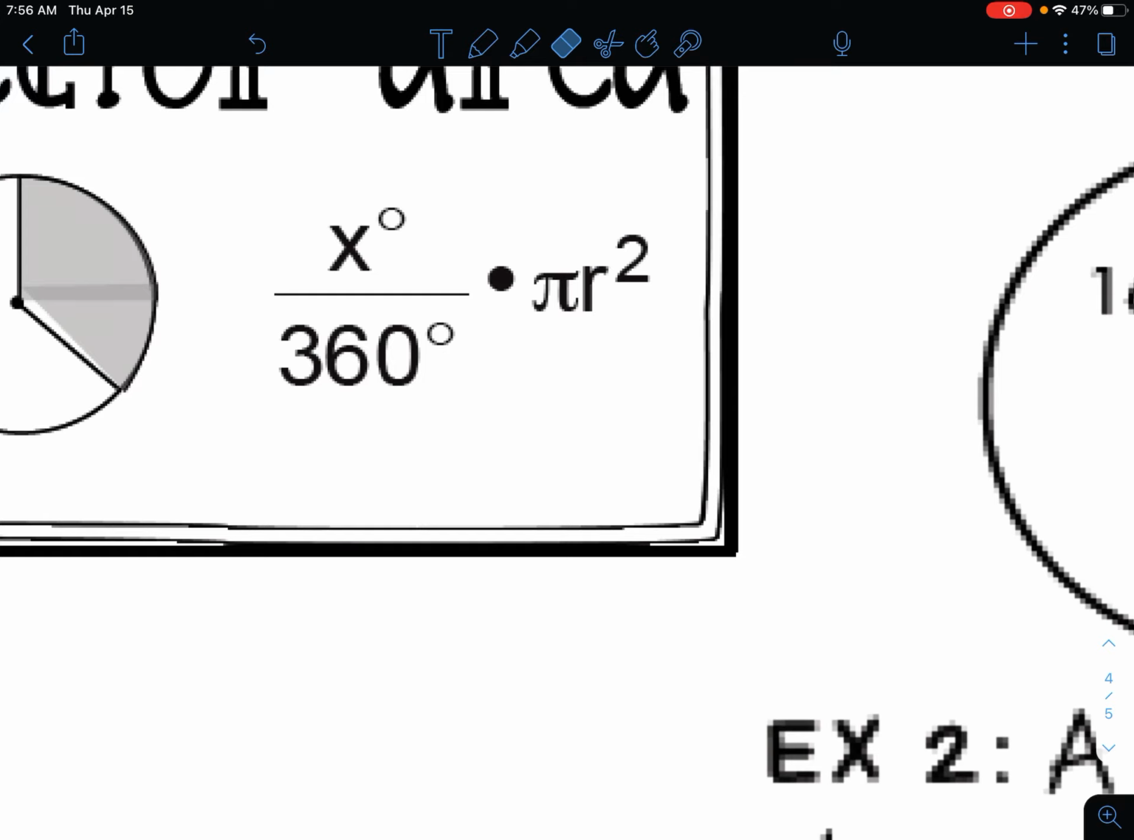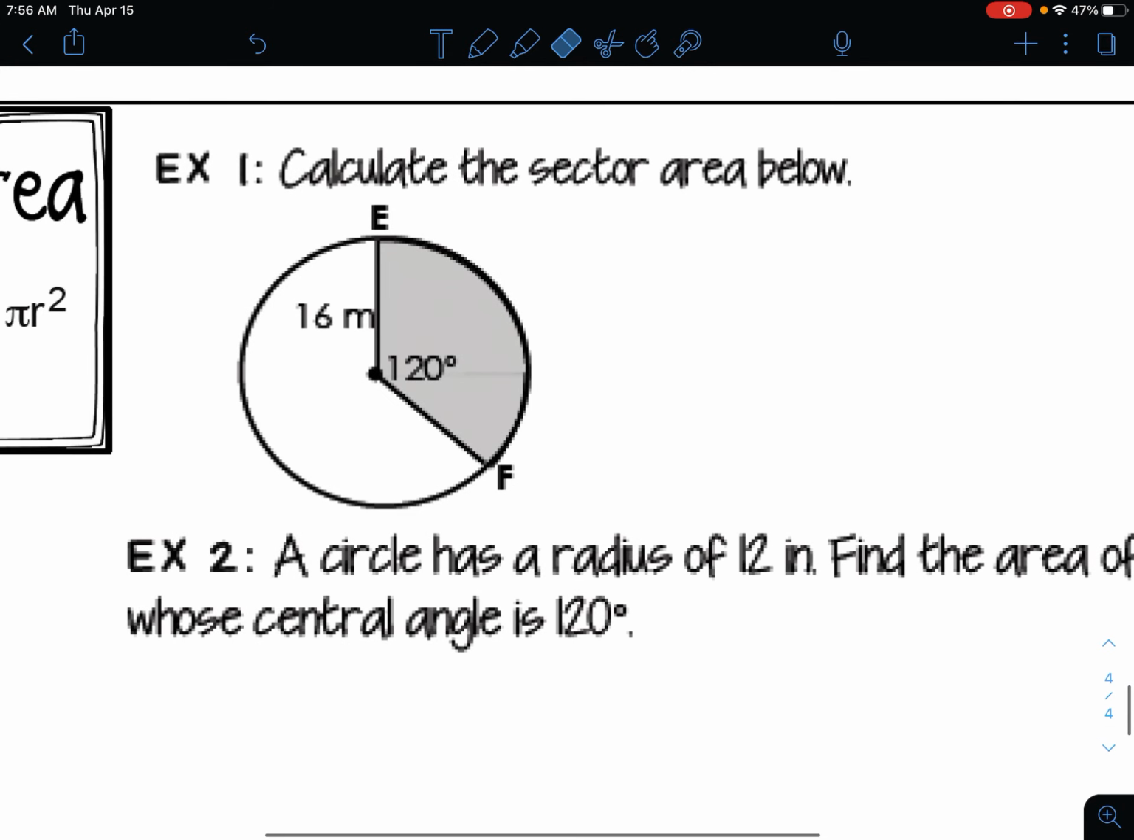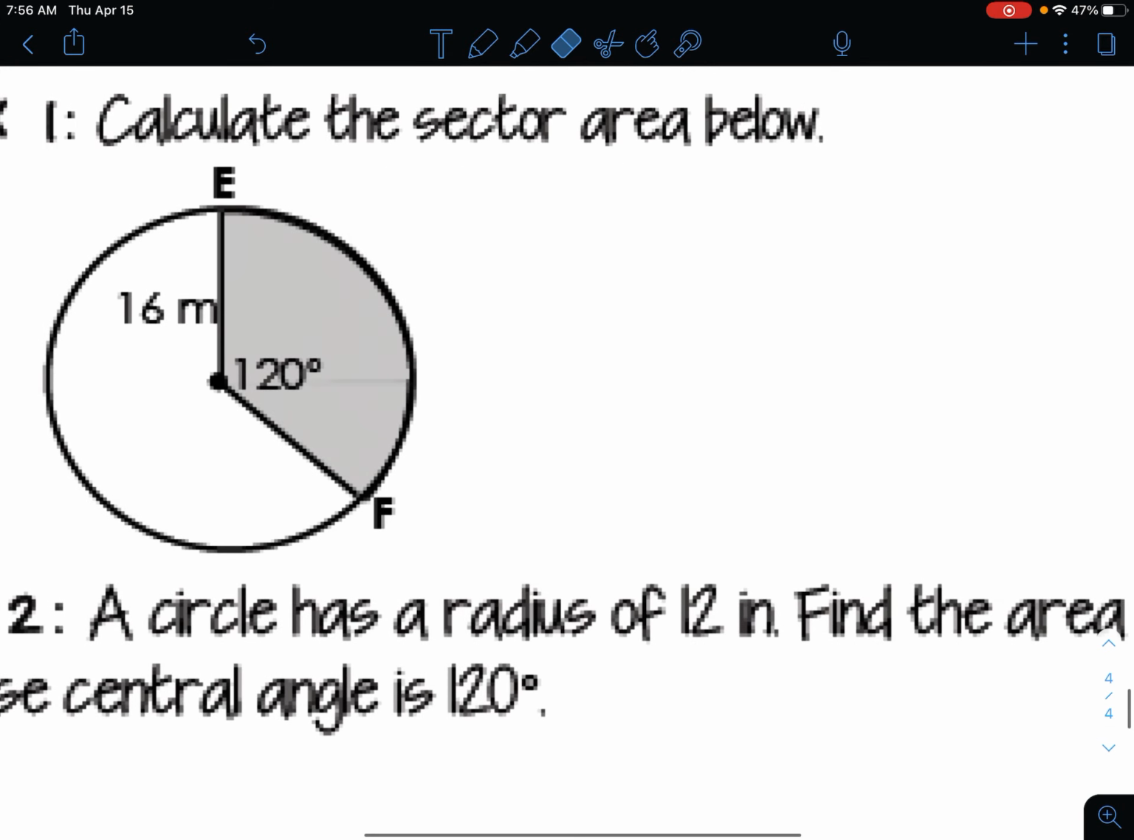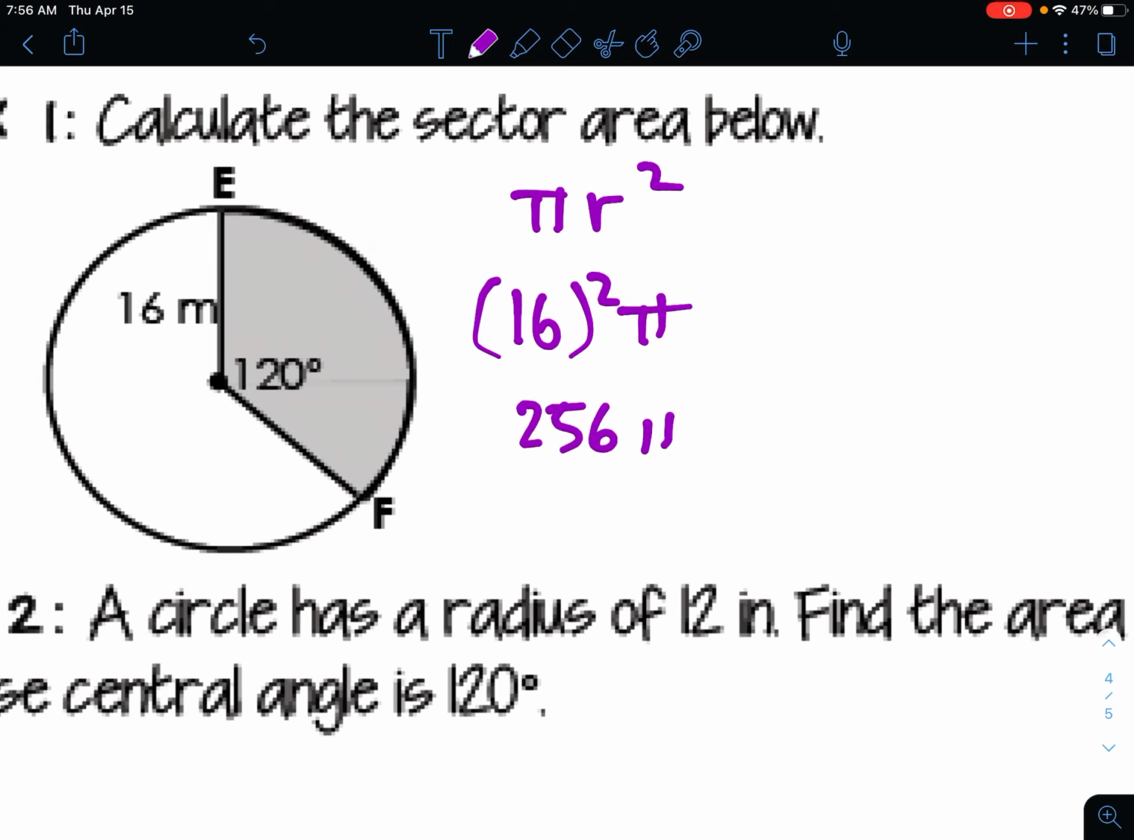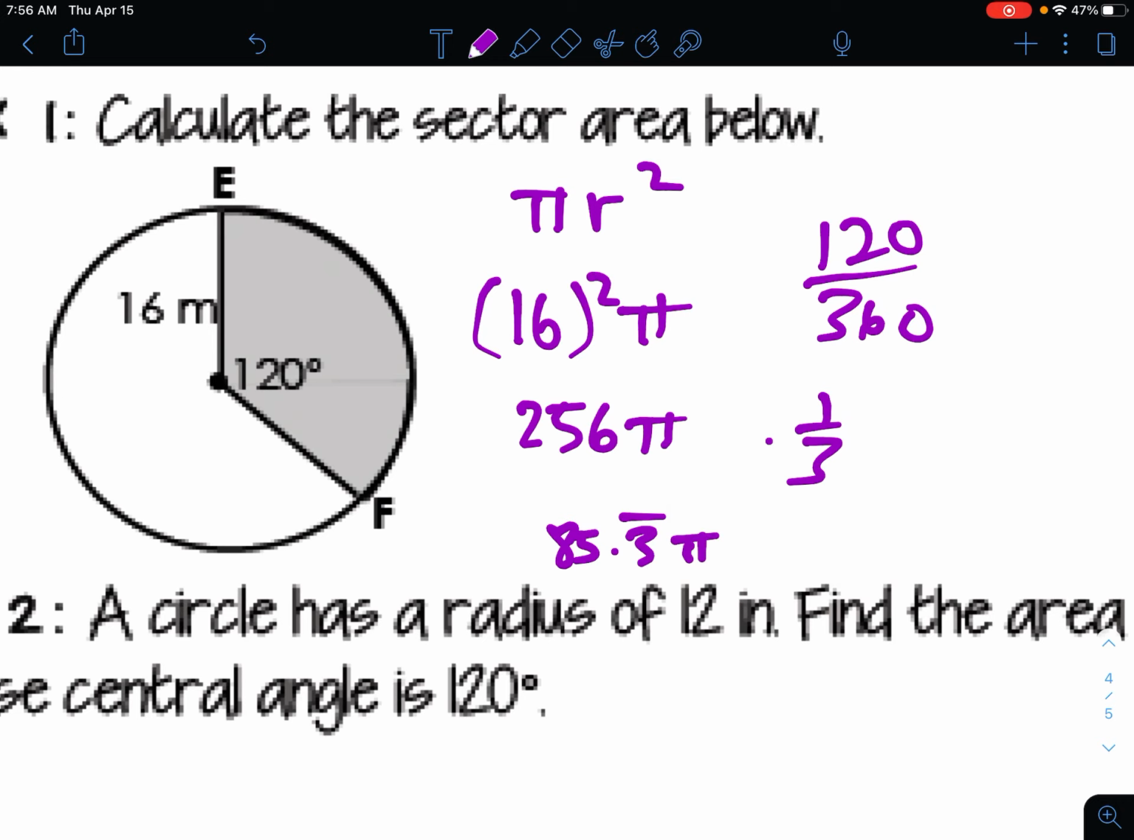All right, let's calculate the sector area below. We are going to do pi r squared. So 16 squared times pi is 256 pi. Then we're going to do 120 over 360, which again is our 1/3. So taking a third of 256, which is 85.3, repeating pi, and now we're in area meters squared. You could just type it all into Desmos or your calculator that you have and get a decimal, like 85.3.